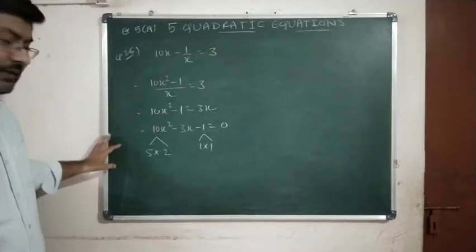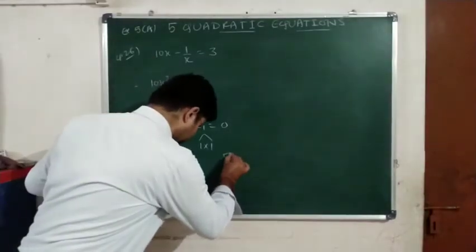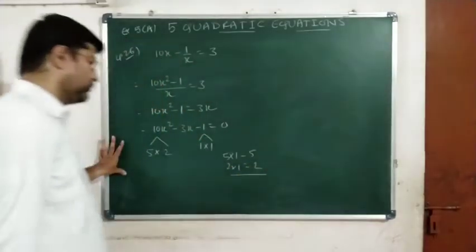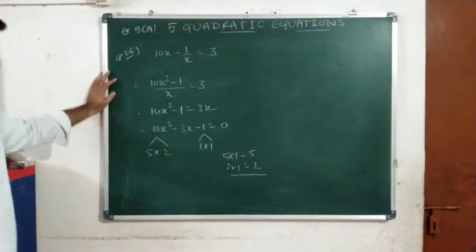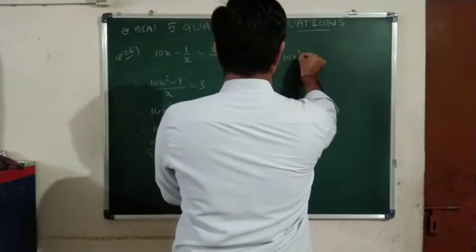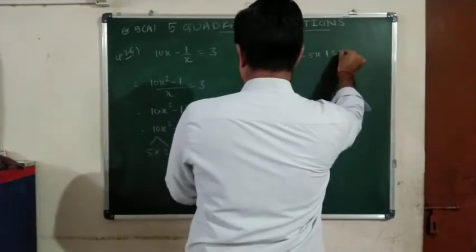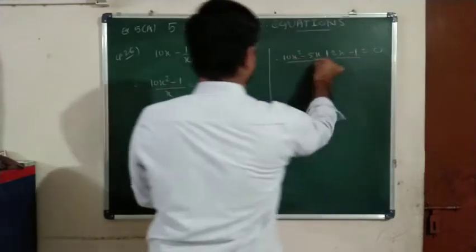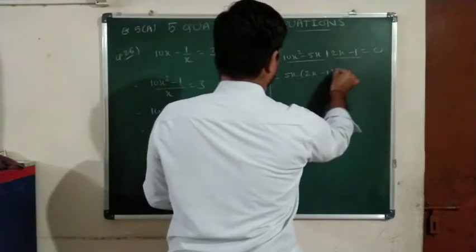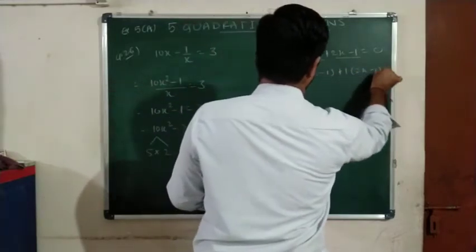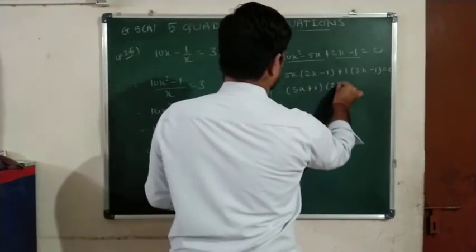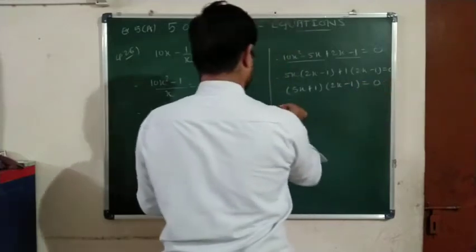So obviously 5 ones are 5 and 2 ones are 2. So we have two numbers, 5 and 2. We can put 2x minus 5x plus 2x... Therefore 10x square minus 5x plus 2x minus 1 equals 0. Now we will take 5x common, so 2x minus 1, plus 1 common. Therefore (5x plus 1) into (2x minus 1).